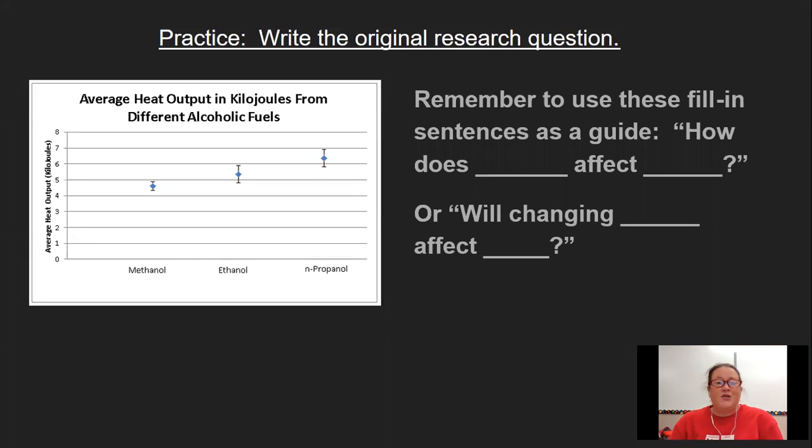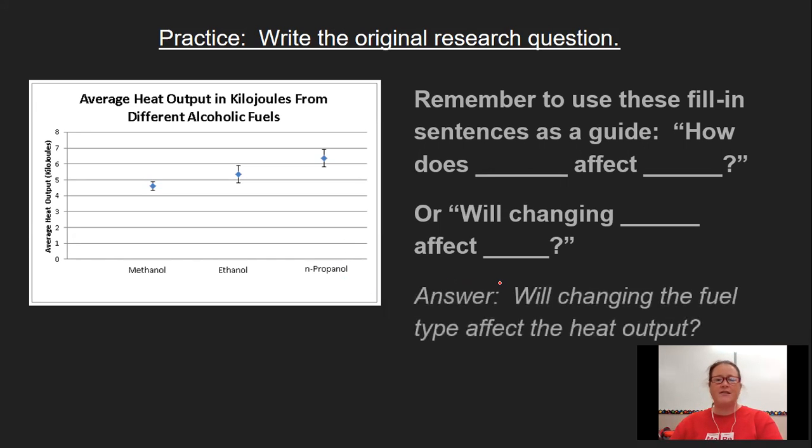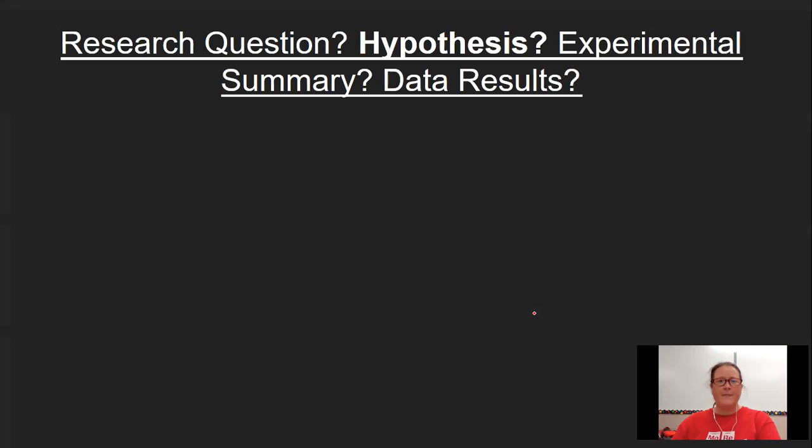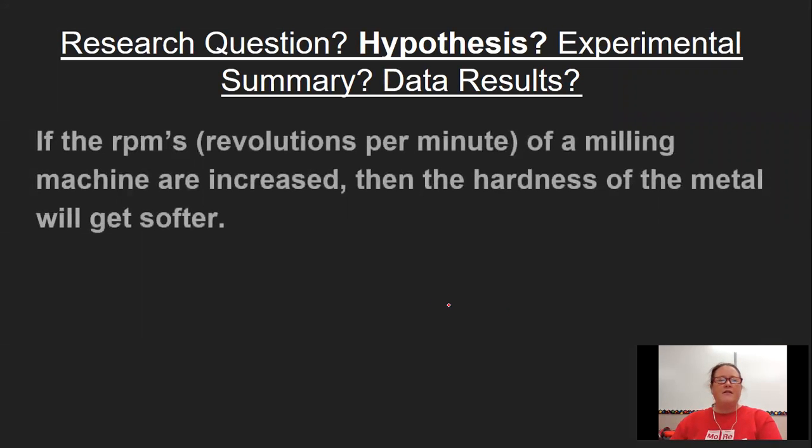Okay, if you paused it and you tried it, obviously you're back, or you may just have kept listening. Here is an example. Will changing the fuel type affect the heat output? All right, here is a statement. It says, if the RPMs, or revolutions per minute, of a milling machine are increased, then the hardness of the metal will get softer.